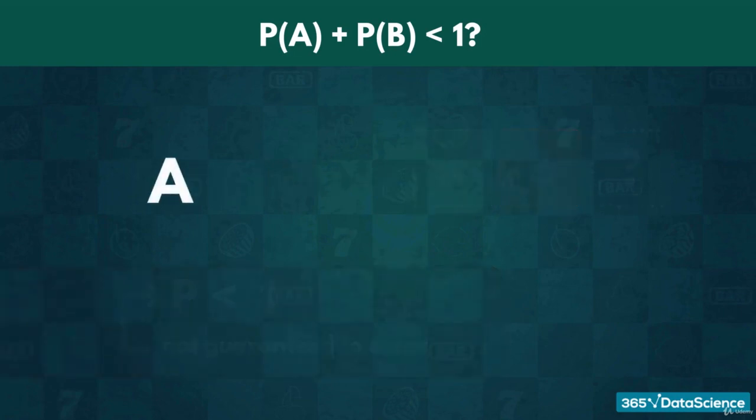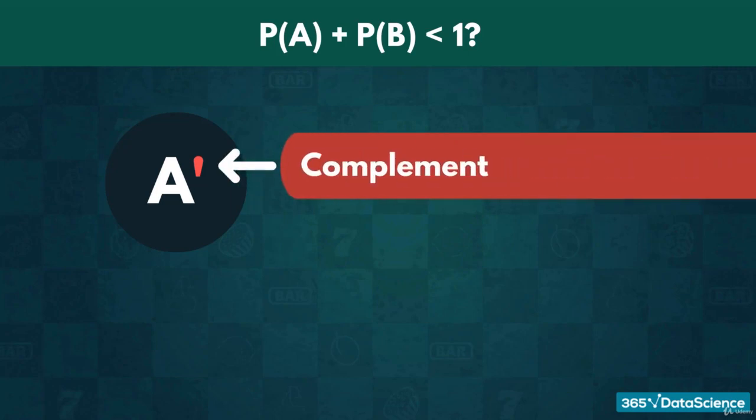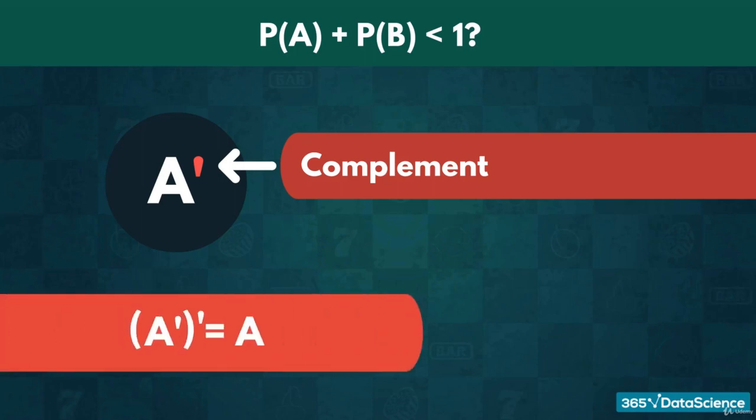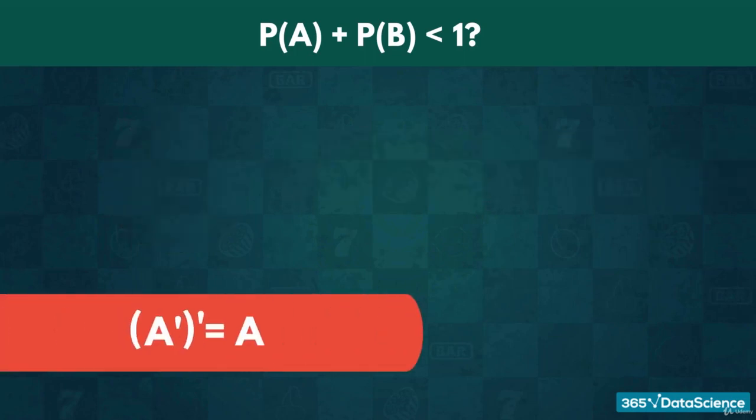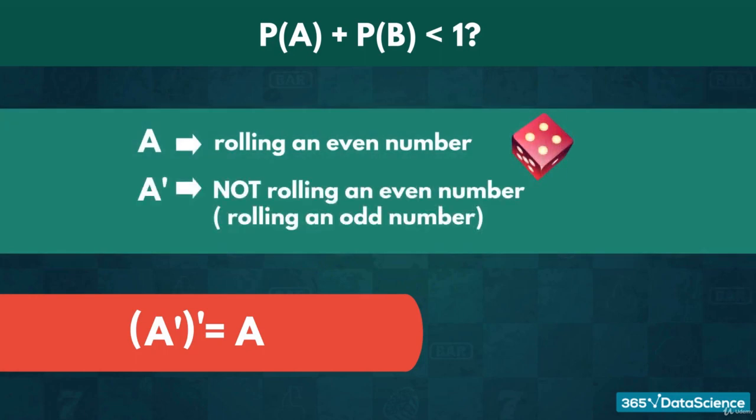Great. Before we move on, we want to tell you that all events have complements, and we denote them by adding an apostrophe. For example, the complement of the event A is denoted as A apostrophe. It is also worth noting that the complement of a complement is the event itself, so A apostrophe apostrophe would equal A. Now imagine if you were rolling a standard 6-sided die and want to roll an even number. The opposite of that would be not rolling an even number, which is the same as wanting to roll an odd number.